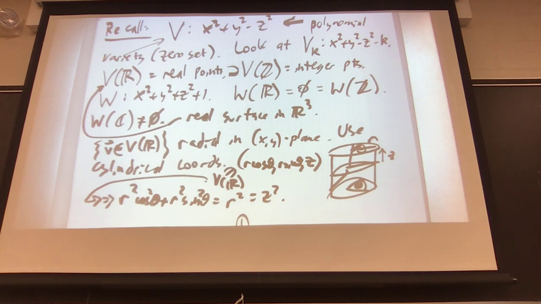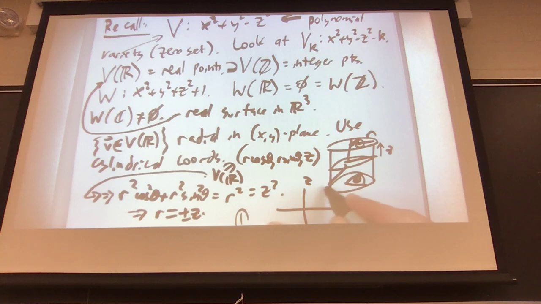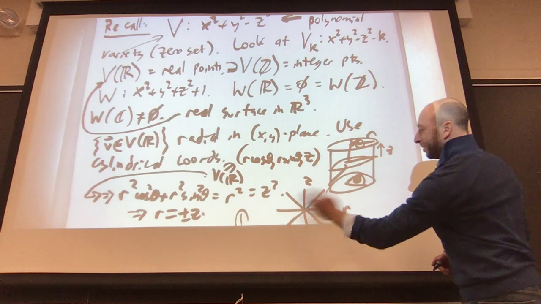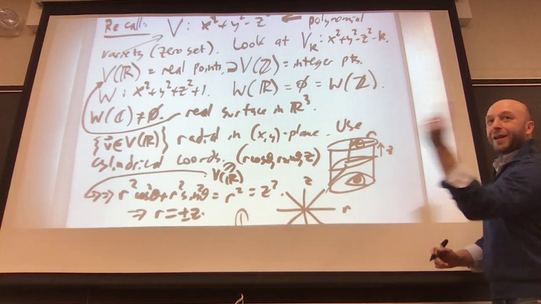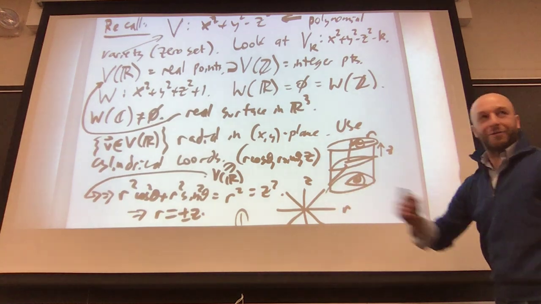So what does that look like? Daniel, right? That would be 2 lines. Yep. r equals plus or minus z. So in the rz plane, we have the line r equals z and r equals minus z. And all you do is you take that and you spin it in the theta direction, because it's theta invariant. So what happens when you spin this in the theta direction?